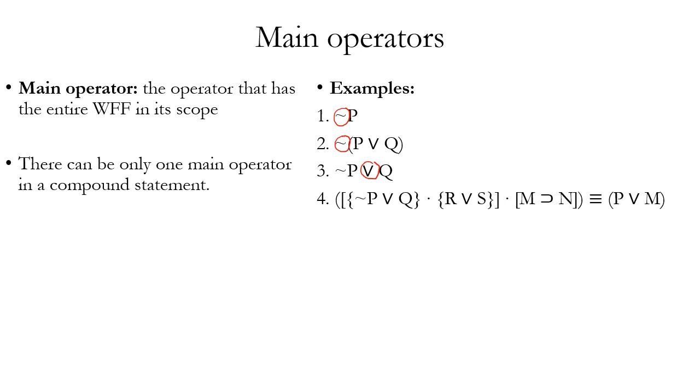Number 4. This is a very long expression. I won't read the whole thing. It's not as tricky to find the main operator, though, as you may at first suspect. The main operator is the one outside parentheses, the triple bar.